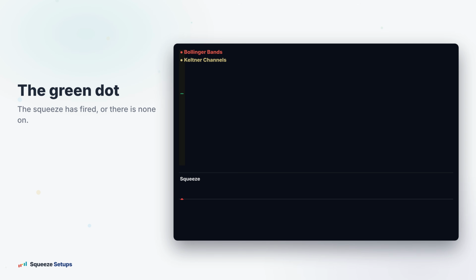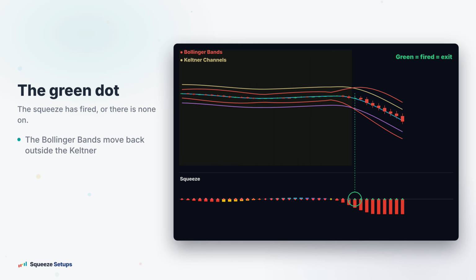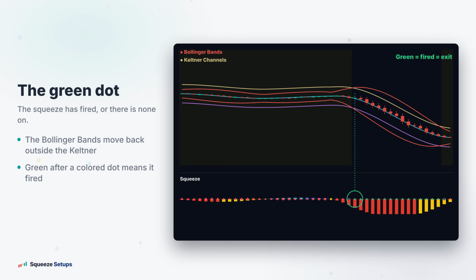And finally, number 4, and this is the important one, the green color dot. A green colored dot means the squeeze has fired or we don't currently have an active squeeze. Now a green dot after either a red, yellow, or black dot is your sign that a squeeze has fired, and what we use as our exit for most of our strategies, especially with the slingshot squeeze.